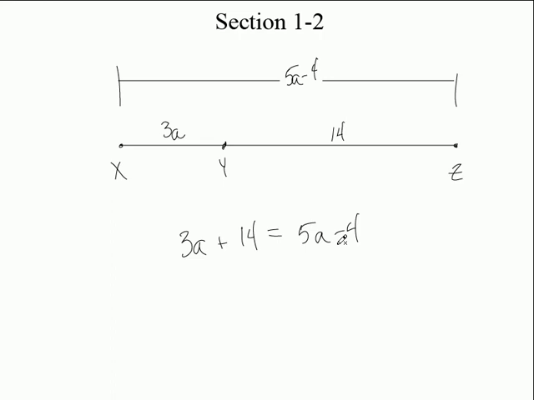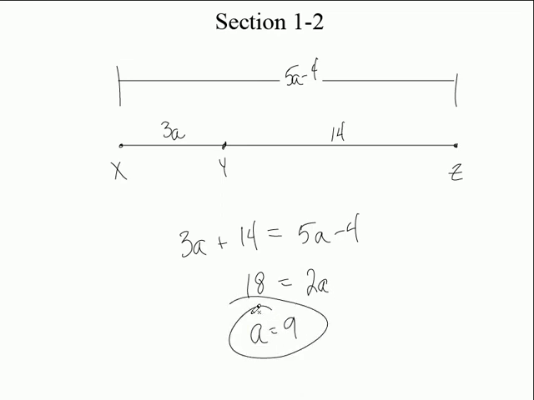Listen, please, while I'm talking. We set up the geometry into an algebra problem, and now geometry's done, isn't it? Now we just do algebra and we solve for a. You can do this easy. Subtract 3a from both sides, what do you get? 2a. Add 4 to both sides, you get 18. Divide by 2, a is 9.